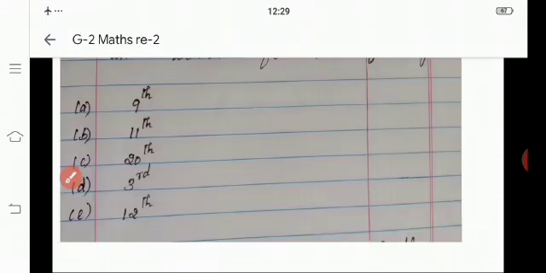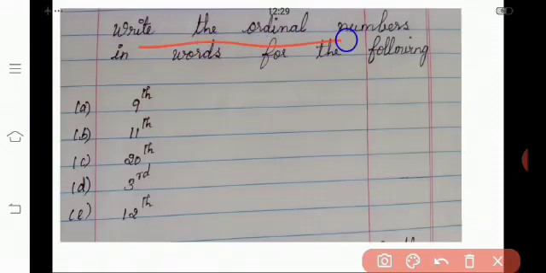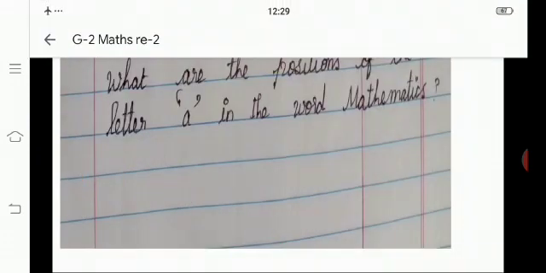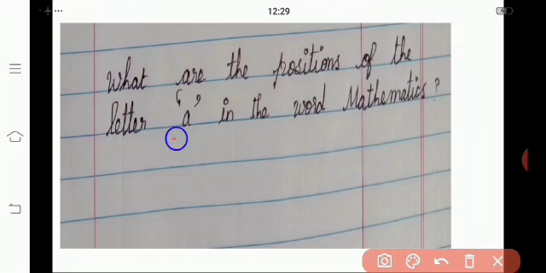The next one, write the ordinal numbers in words for the following numbers. See children, here I have given the ordinal numbers. You have to write the words. Okay children. The next one, what are the positions of the letter A in the word mathematics? For left to right and then right to left. You have to write both positions of the letter A in the word mathematics.